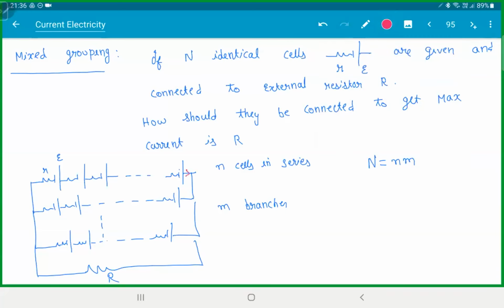So we will assume current I in each branch. So in this branch, current will be capital I, which is m times small i. So we are trying to maximize that capital I value. Since all the branches are identical, let each produce current small i. So the current in the capital R will be small m i.